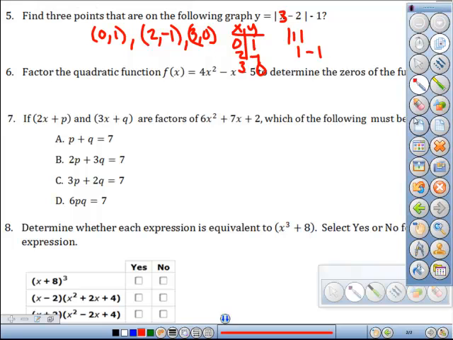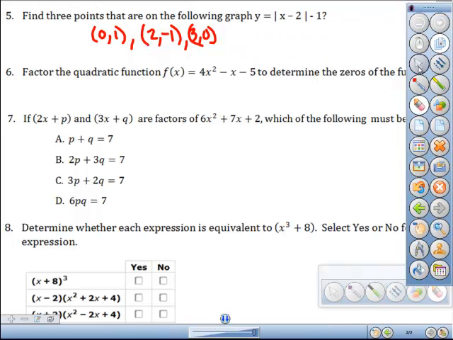Real basic, just make sure that you understand what it's asking for here, okay? When it says points, it's talking about ordered pairs or coordinates or whatever. Okie dokie. All right, next one.